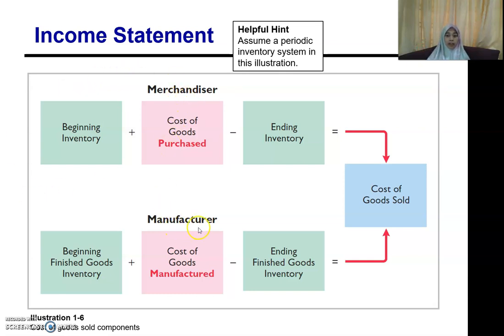But if you are a manufacturer, that means you process the raw material and convert that to a finished good. But basically, to calculate the cost of goods sold, that will be the beginning inventory plus the cost of goods, whether it is the cost of goods purchased or the cost of goods manufactured. And then you have to minus your ending inventory. Then only you get the cost of goods sold.